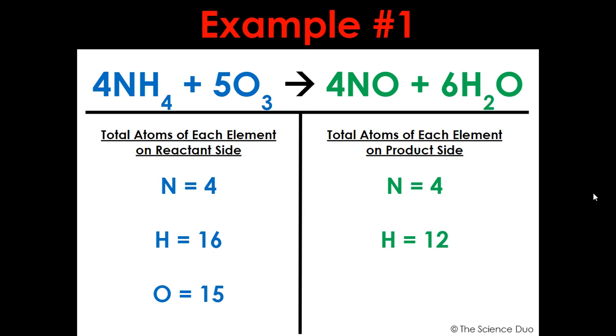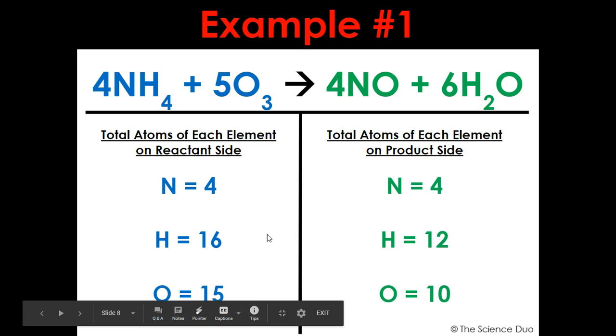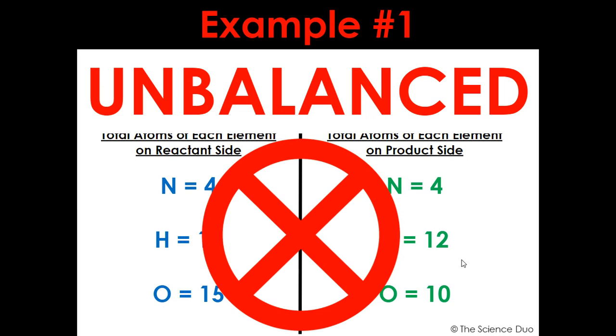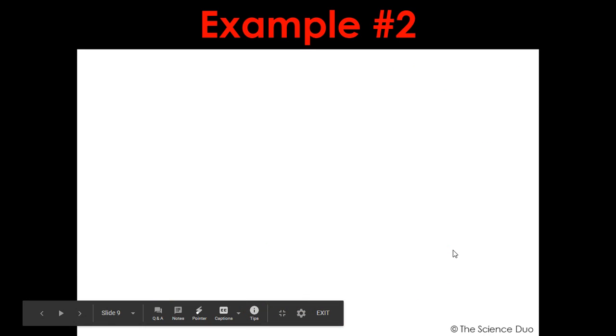And if we look at oxygen, we are taking the 4 times the 1 subscript, which is 4, and then 6 times the 1 subscript, which is 6, and 4 plus 6 is 10. So is this balanced? Well, let's see. Our nitrogen are equal, but our hydrogen is not equal, neither is our oxygen. So we're going to say it's unbalanced. This is an unbalanced equation.